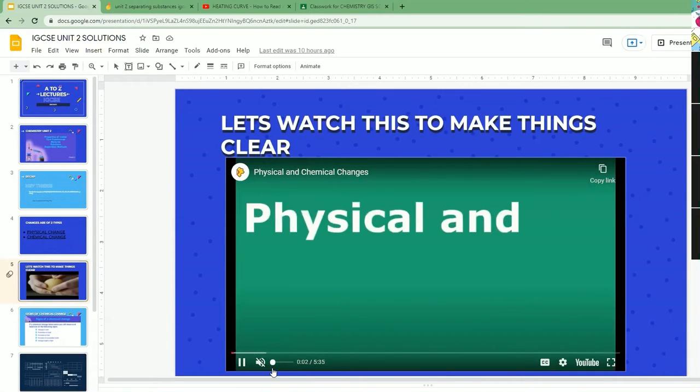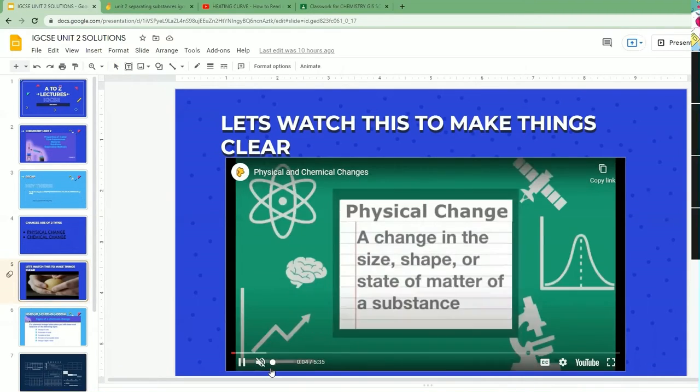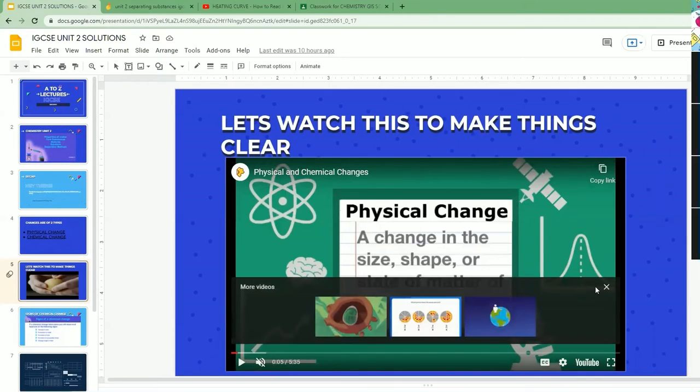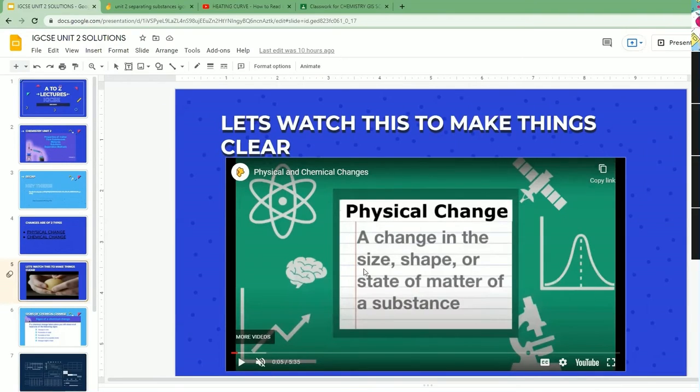Physical and chemical changes. What is a physical change? A change in the size, shape, or state of matter of a substance. Any change which will change the size of something, the shape of something, or the state of something is called a physical change.